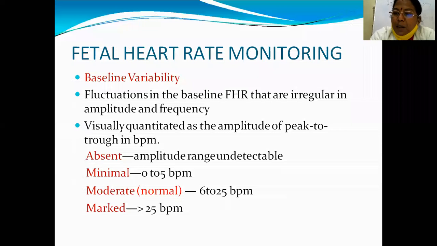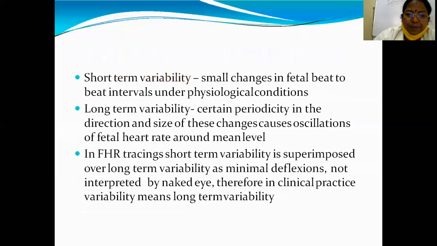When the baseline variability is absent, when it is like a flat line, we always say we don't want a flat line. You must have seen in the movies, they say if it is a flat line, the patient is lost. We never want a flat line. We always want variability. Minimal variability is 0 to 5 beats per minute. Moderate is from 6 to 25. And marked variability is more than 25, it just keeps on increasing.